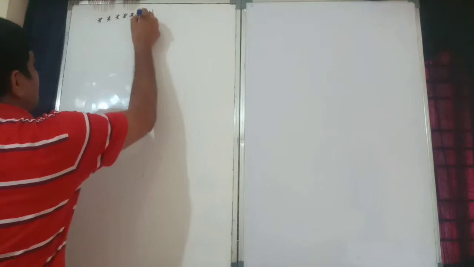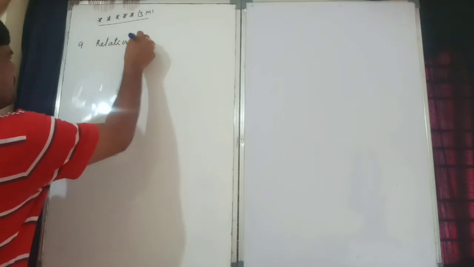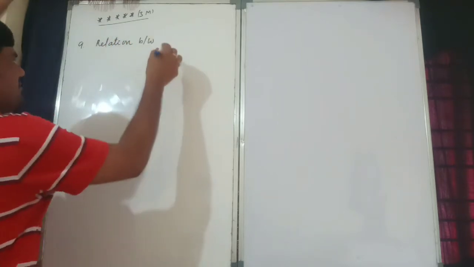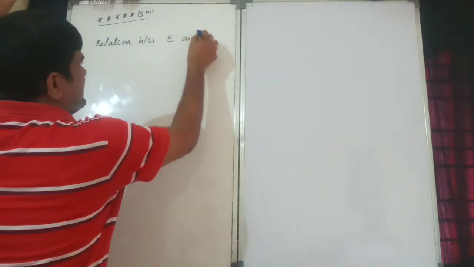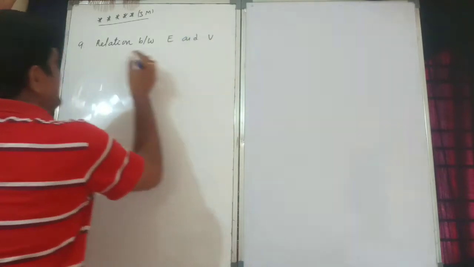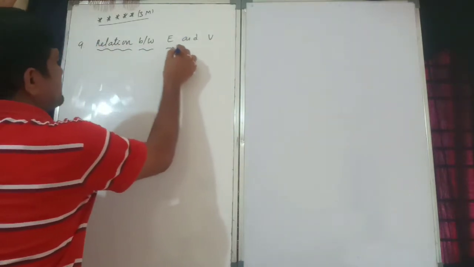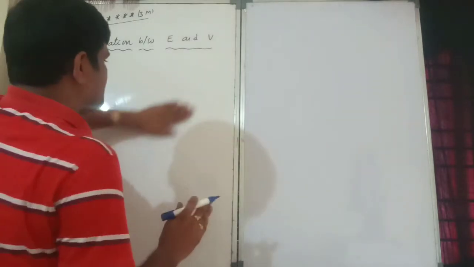Very important 3 mark question. So, topic number 9, the ninth one: relation between E and V. A relation between E and V.